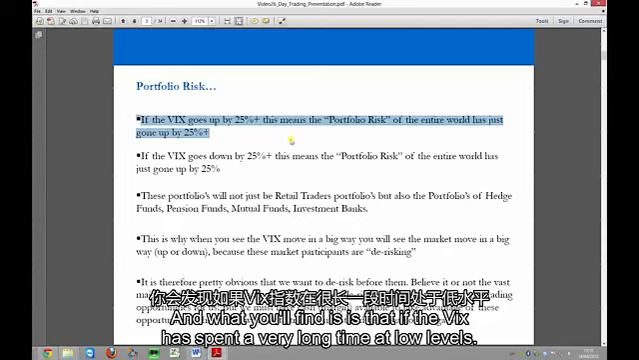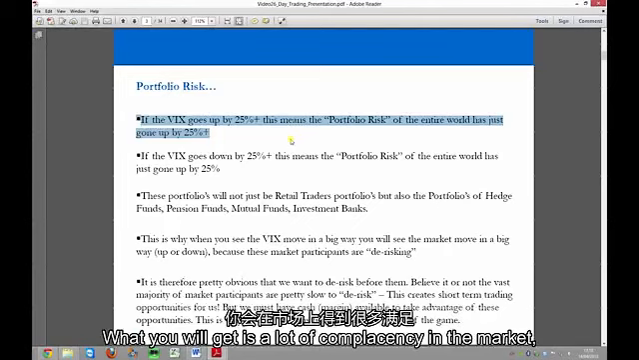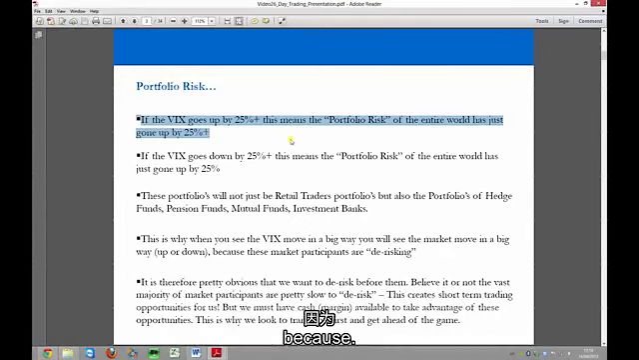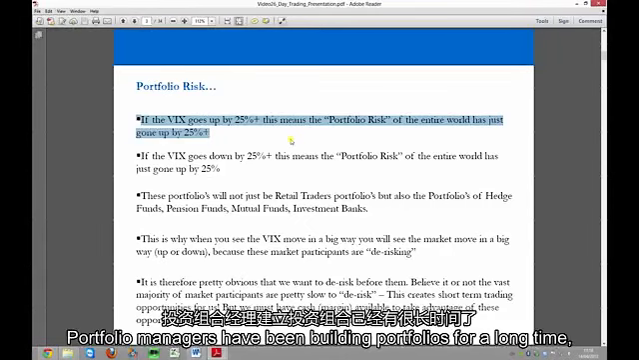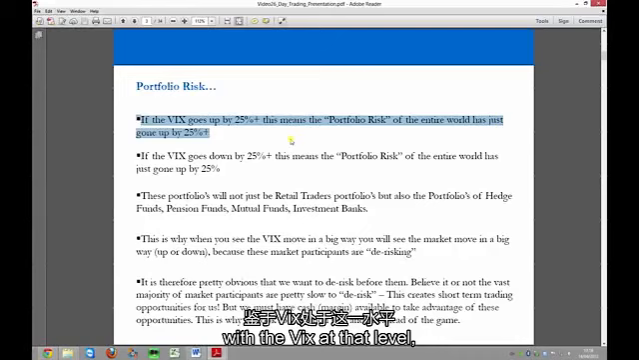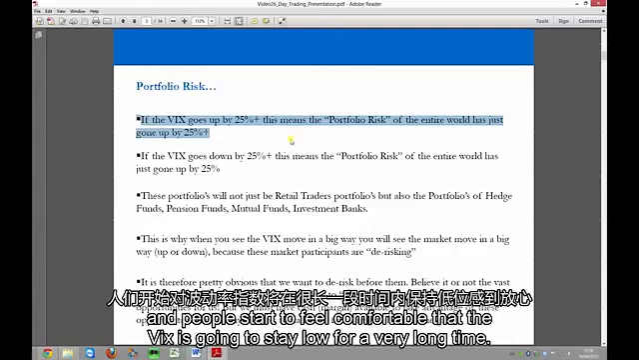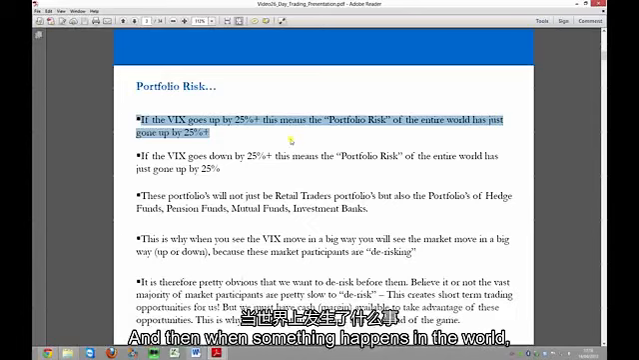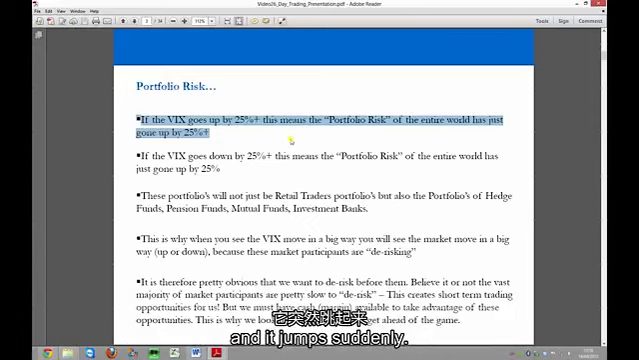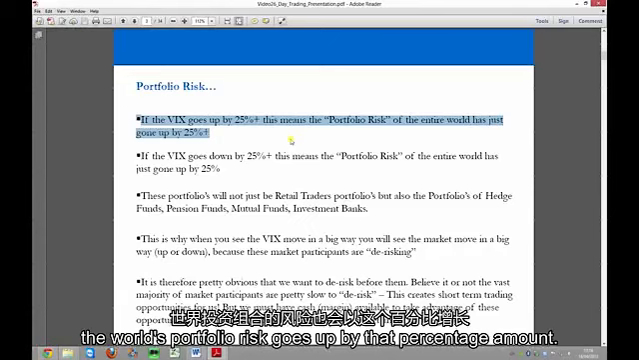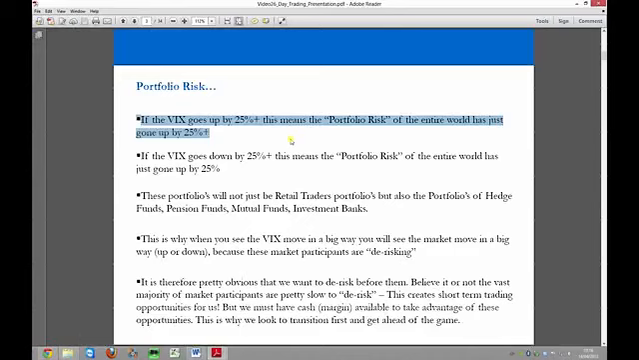And what you'll find is that if the VIX has spent a very long time at low levels, what you will get is a lot of complacency in the market, because portfolio managers have been building portfolios for a long time with the VIX at that level, and people start to feel comfortable that the VIX is going to stay low for a very long time. And then when something happens in the world and it jumps suddenly, well, all of a sudden the world's portfolio risk goes up by that percentage amount.